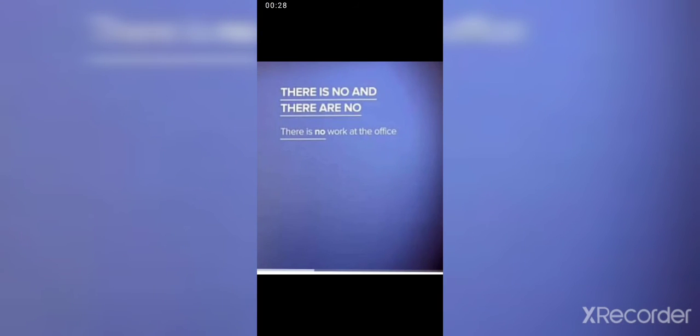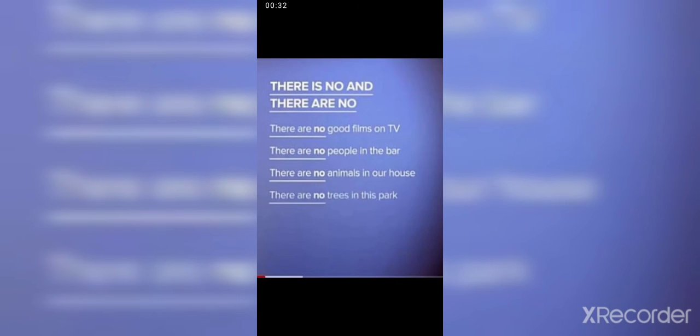There is no work at the office. There are no good films on TV. There are no people in the bar. There are no animals in our house. There are no trees in this park.